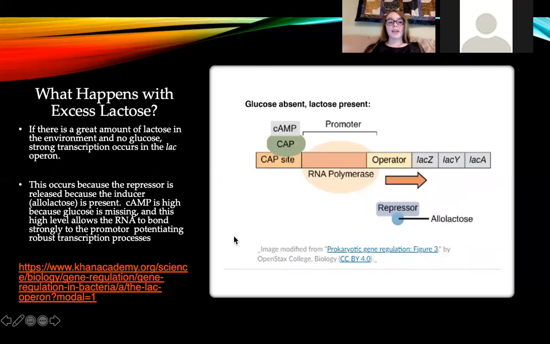Okay, so what happens with excess lactose? If there is a great amount of lactose in the environment and no glucose, strong transcription occurs in the lac operon. This occurs because the repressor is released from the operator, as lactose is present. cAMP is high because glucose is missing, and this high level allows the RNA polymerase to bind strongly to the promoter, potentiating robust transcription, which again, this figure to the right is also illustrating. The only difference is up here, it says glucose absent, but lactose is present, which illustrates exactly what I just said in picture form.